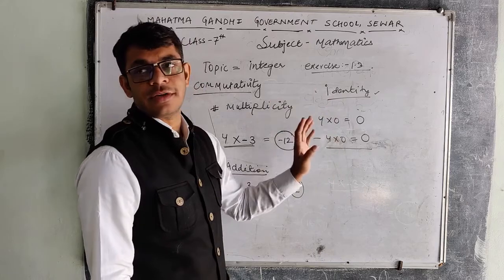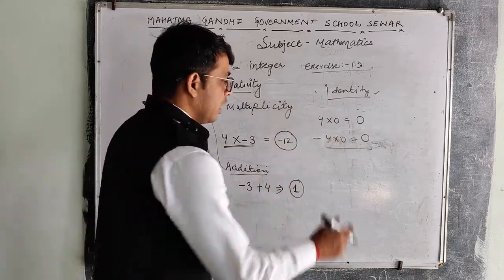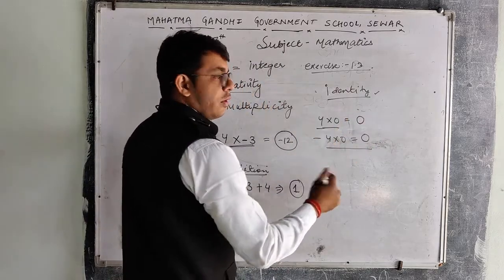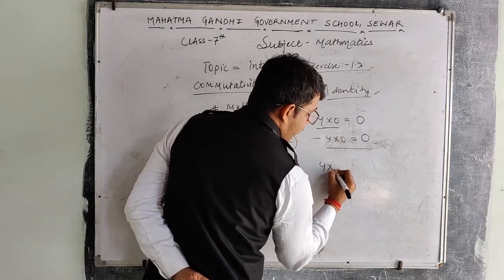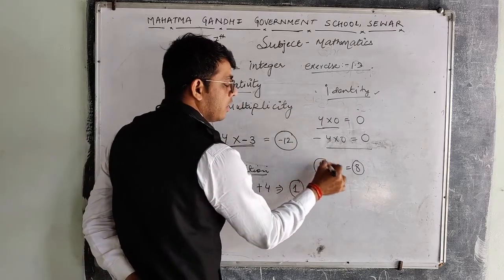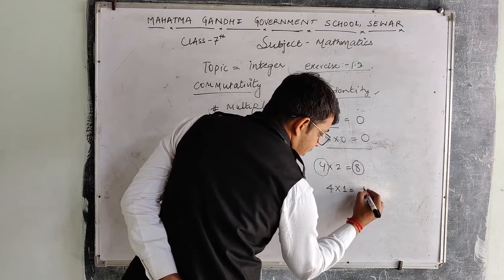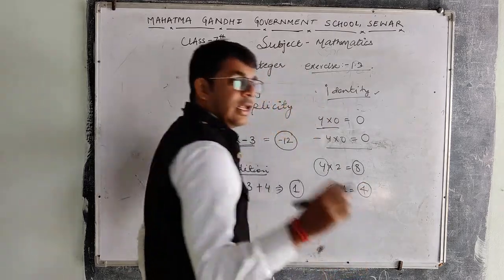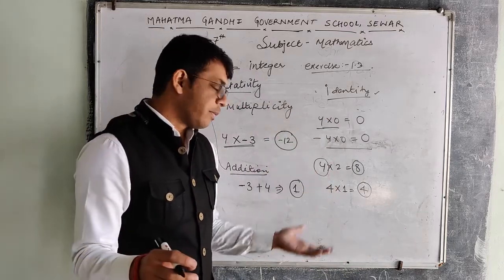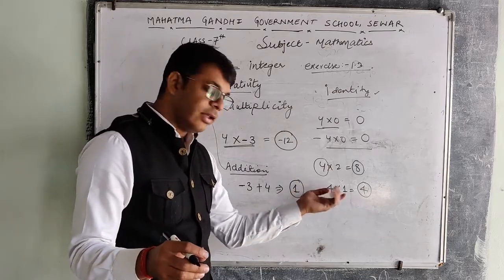Same is there in integers. How to identify a number, that this is 4 or this is 5? I multiplied 4 with 0, the result is 0. But if I multiply 4 with 2, what will be the result? 8. But it does not signify the identity of 4. But if I multiply 4 with 1, what will be the result? 4. Any number which is multiplied by 1 always results in the same number which we are multiplying with 1.